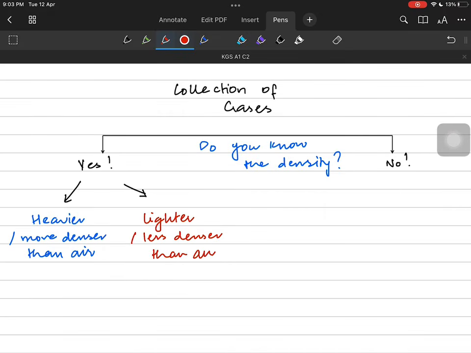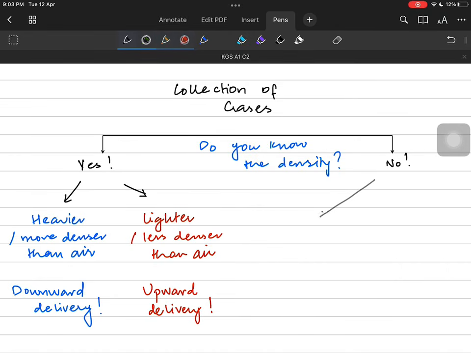If your gas is heavier than air, then based on the relative weight, based on the relative forces, they're going to be attracted downwards. So we collect them using the downward delivery method. If your gases are lighter, which means they don't have as much weight as air, they move upwards, and that's why they're collected with the upward delivery.